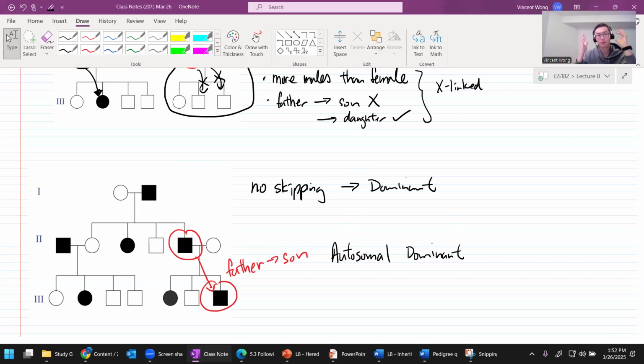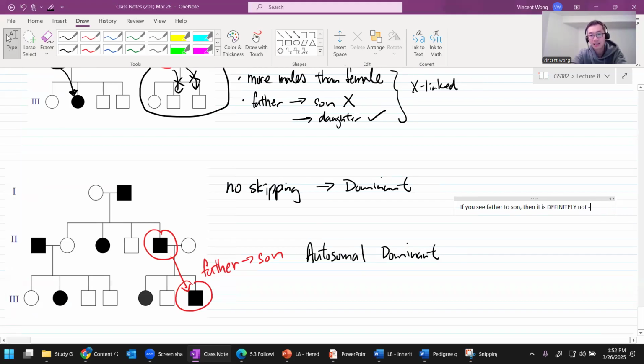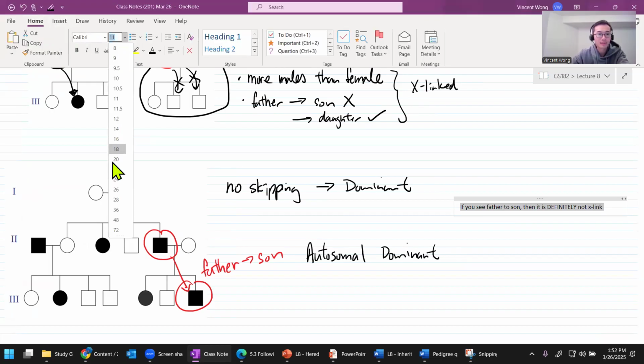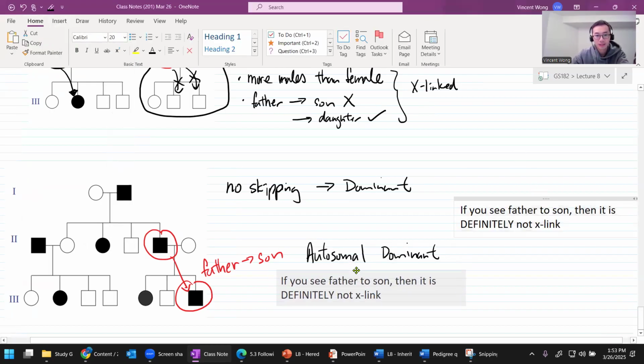I know it's a lot to take in. So if you see father to son, then it's definitely not X-linked. It's autosomal. But if you see mother to son, I cannot say definitively whether it's X-linked or not. I have to rely on other clues. All right.